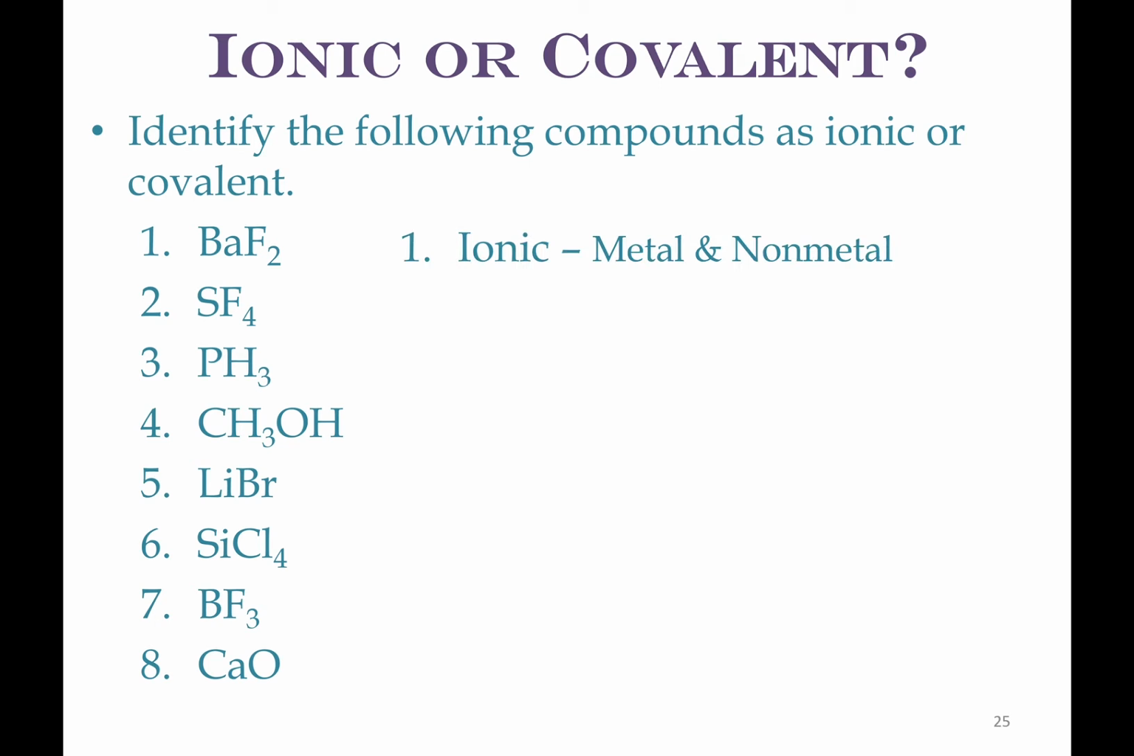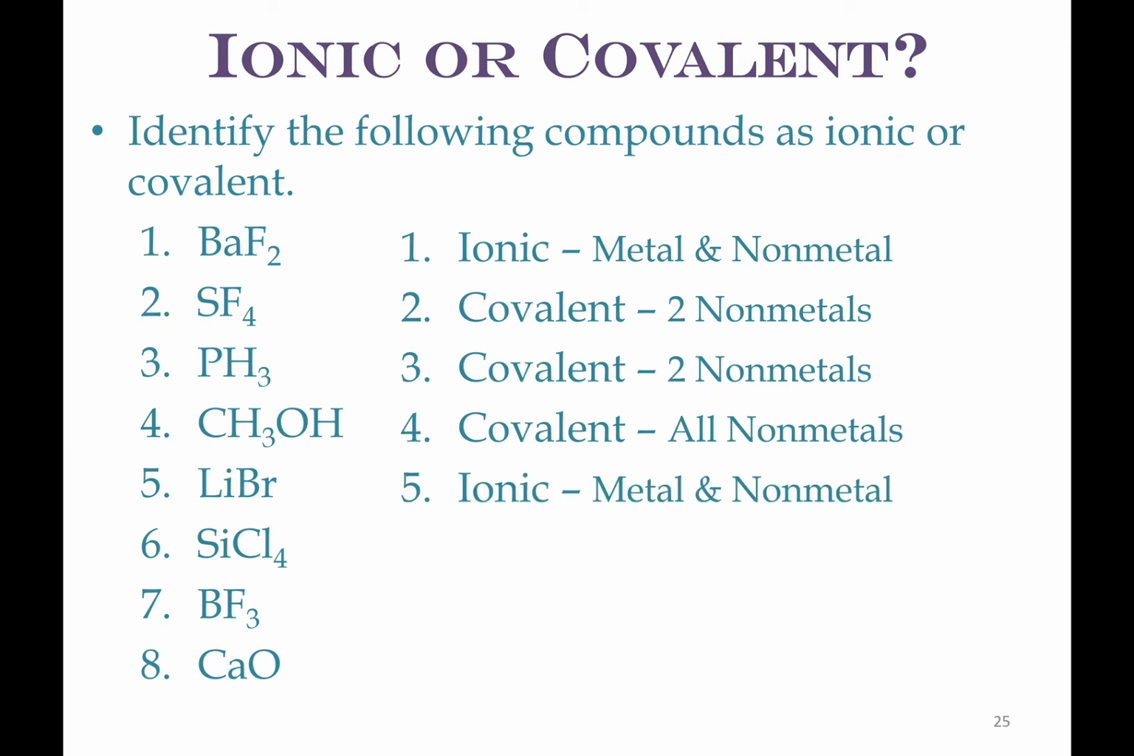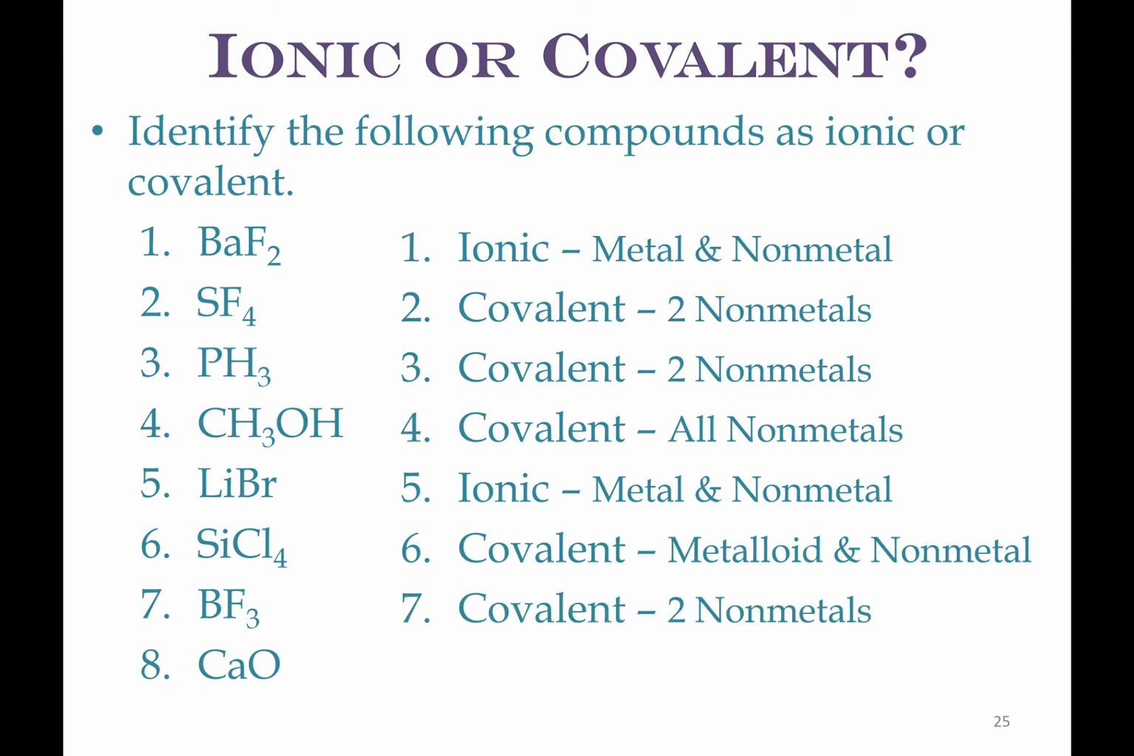Number 1 is ionic because it's a metal and a nonmetal. Number 2 is covalent because it's 2 nonmetals. Number 3 is covalent because it's 2 nonmetals. Number 4 is covalent, they're all nonmetals. Number 5 is ionic because it's a metal and a nonmetal. Number 6 is covalent because it's a metalloid and a nonmetal. Number 7 is covalent, it's 2 nonmetals. And number 8 is ionic because it's a metal and a nonmetal.